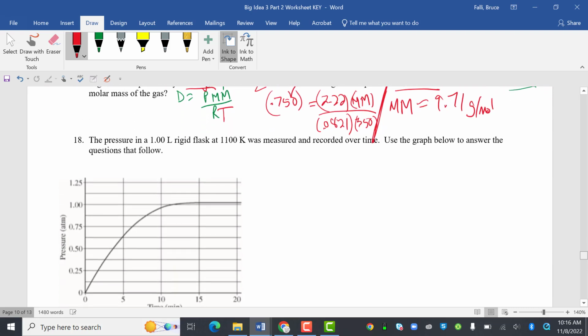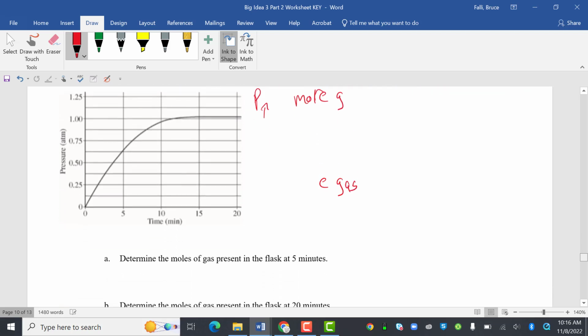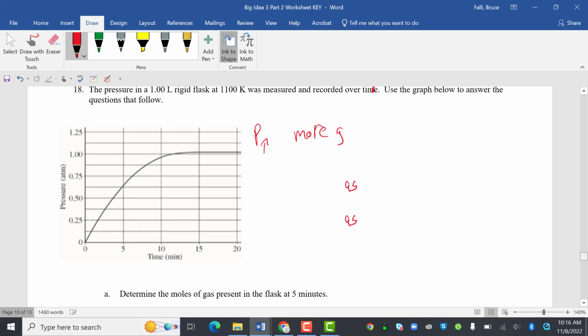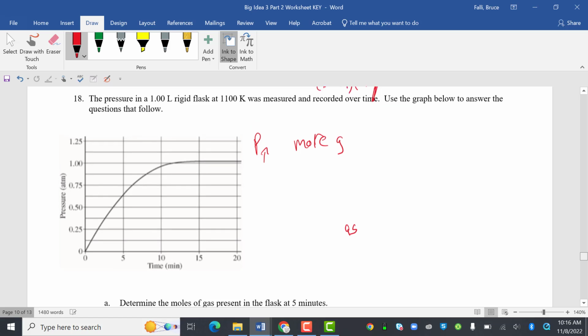Good. Pressure in a 1 liter rigid plastic container at 1100 was measured and recorded over time. Use the graph below to answer the questions that follow. So what happens? Pressure goes up. So that means I probably have more gas forming. Okay, I could be increasing the temperature, but that's it. So it's got to be more gas because the temperature was kept constant.